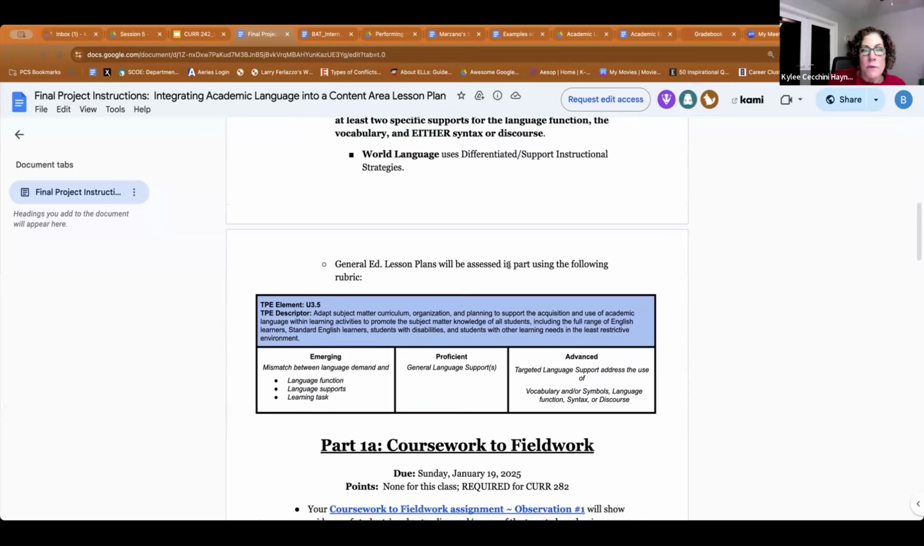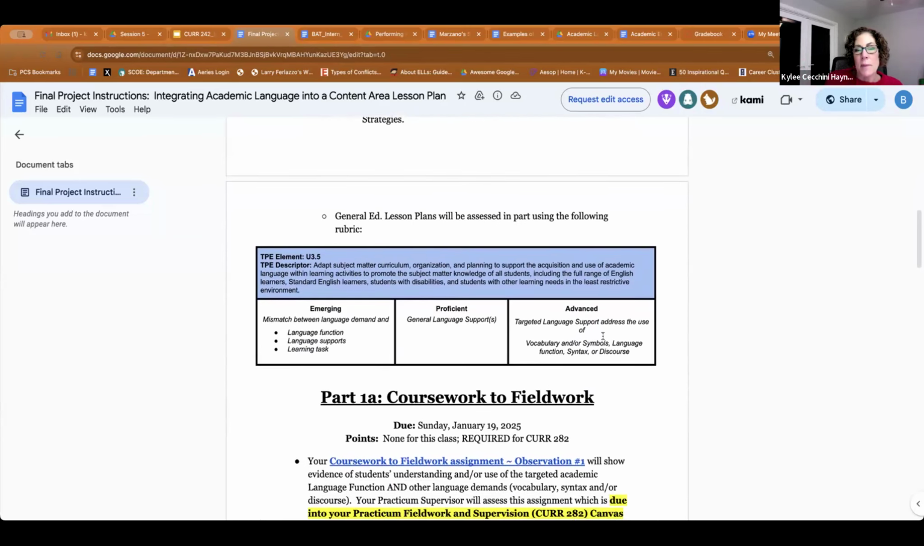And then this is the rubric that's used to assess the lesson plan. I'm going to tell you, I look at it for a half second, but what I'm looking at in your lesson is that there is connection.